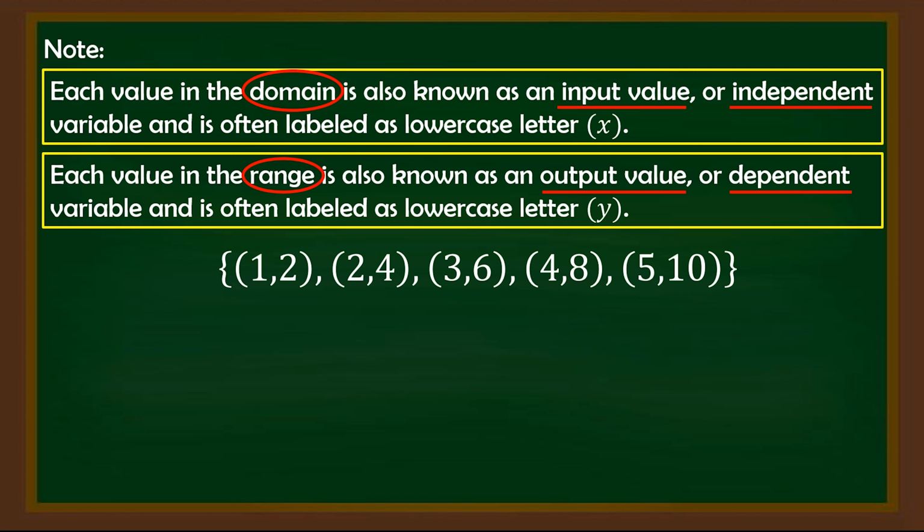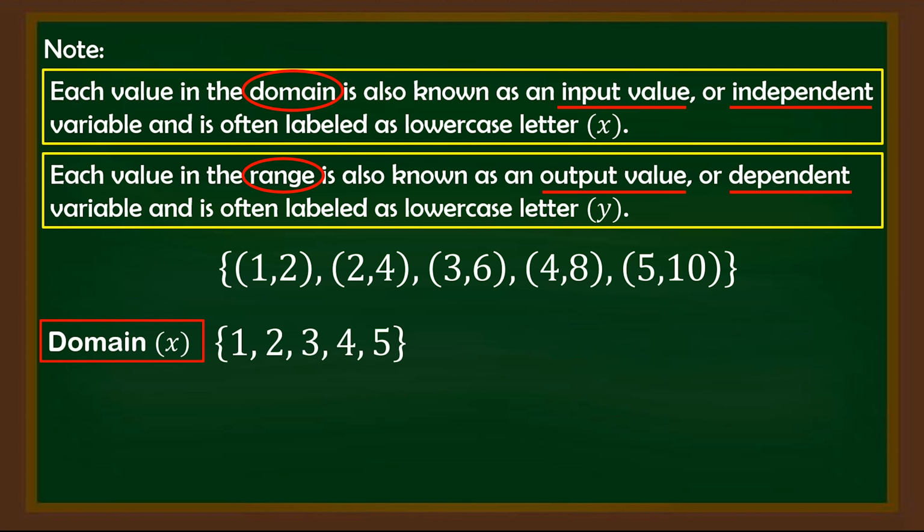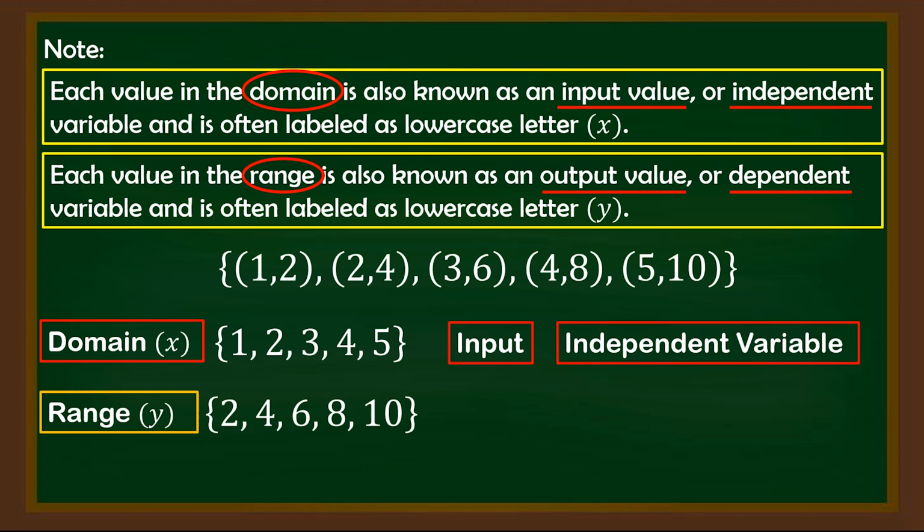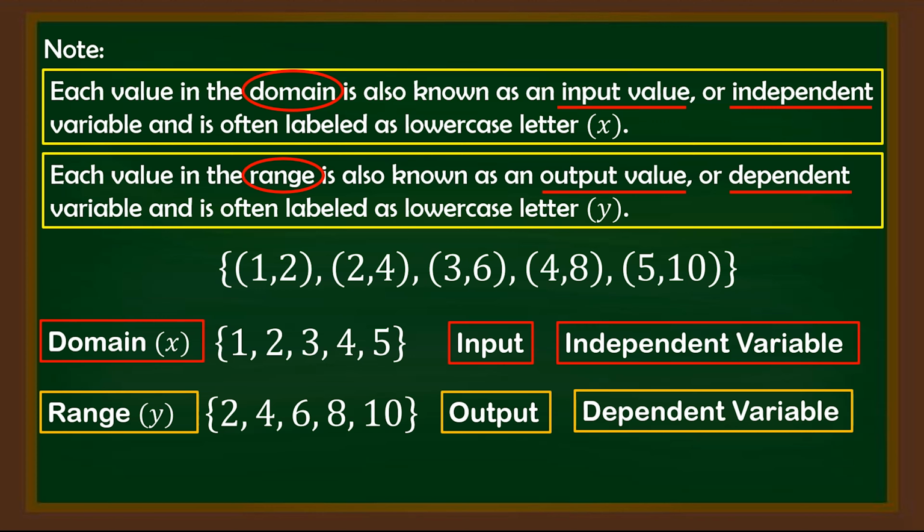Going back to our previous example with the ordered pairs (1, 2), (2, 4), (3, 6), (4, 8), and (5, 10), the domains are 1, 2, 3, 4, and 5, and can be referred to as input value or independent variable at the same time. However, the range are 2, 4, 6, 8, and 10, and can also be referred to as the output value or the dependent variable. Let's proceed now to our main agenda in this video.